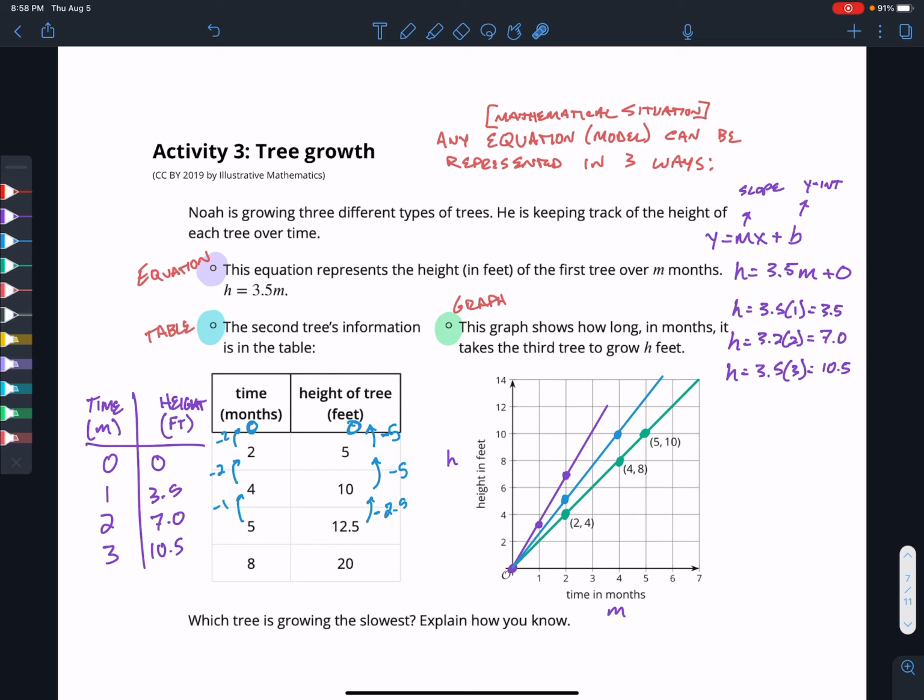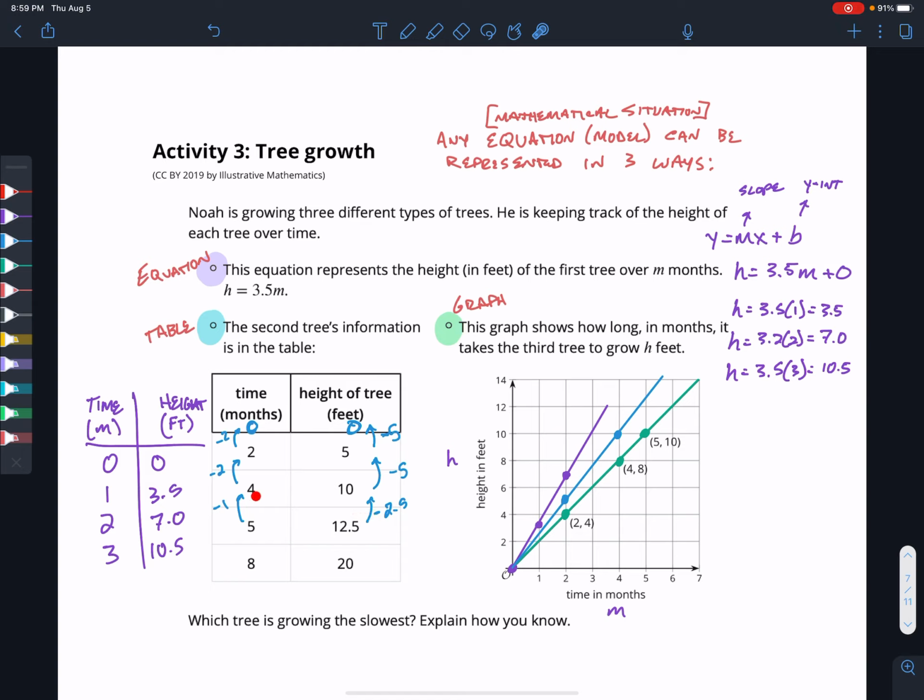So which one is growing slowest? Well, the most shallow slope is the green line. So the green graph is the one that is going to be growing the slowest. The purple is growing the fastest, and the blue is growing the slowest. Now you could also do it by comparing the slopes for each one. Here we've got a slope of 3.5 for the purple, and for the blue, well, look at this.